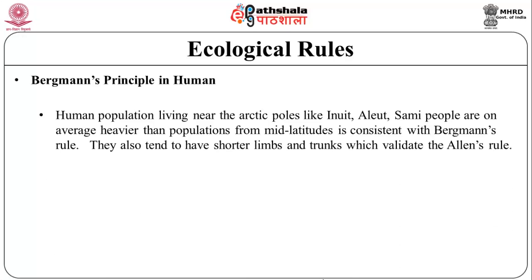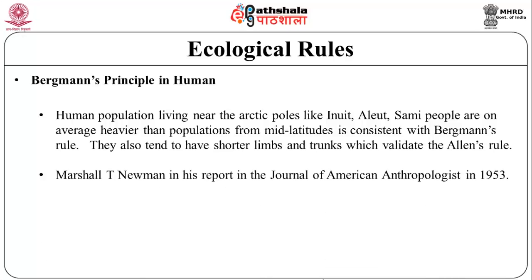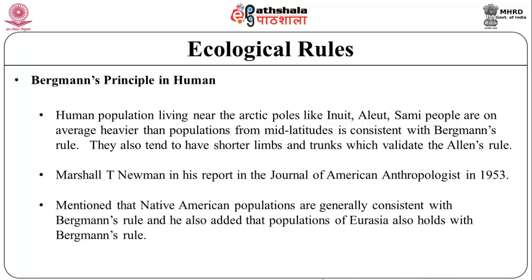Human populations living near the Arctic pole like the Inuit and Sami people are on average heavier than populations from mid-latitudes, which is consistent with Bergmann's rule. They also tend to have shorter limbs and trunks, which validates Allen's rule. Now, Marshall T. Newman in his report in the Journal of American Anthropologists in 1953 mentioned that Native American populations are generally consistent with Bergmann's rule, and he also added that populations of Eurasia also hold with Bergmann's rule.